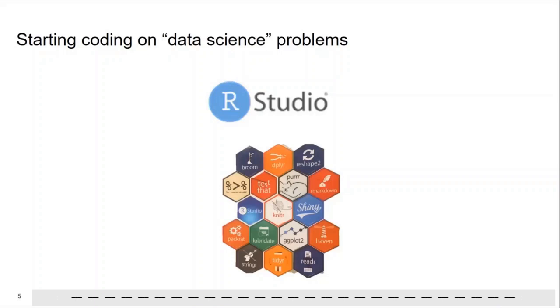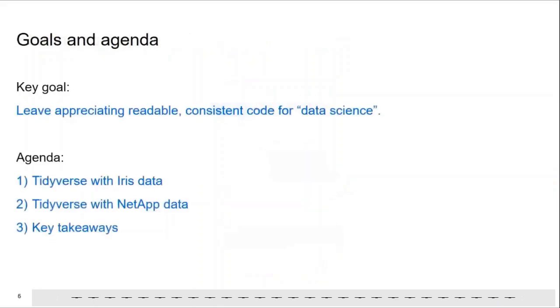Again, this is going to be a purely R example, but the thing that I really want you to leave with is an appreciation for building readable, consistent code for data science, especially if you're coming from a more analyst type background where you're not used to needing something that follows this type of flow. The steps I'll be going through are first a few examples with the Iris data set, then a few examples specific to NetApp, and then a few key takeaways.